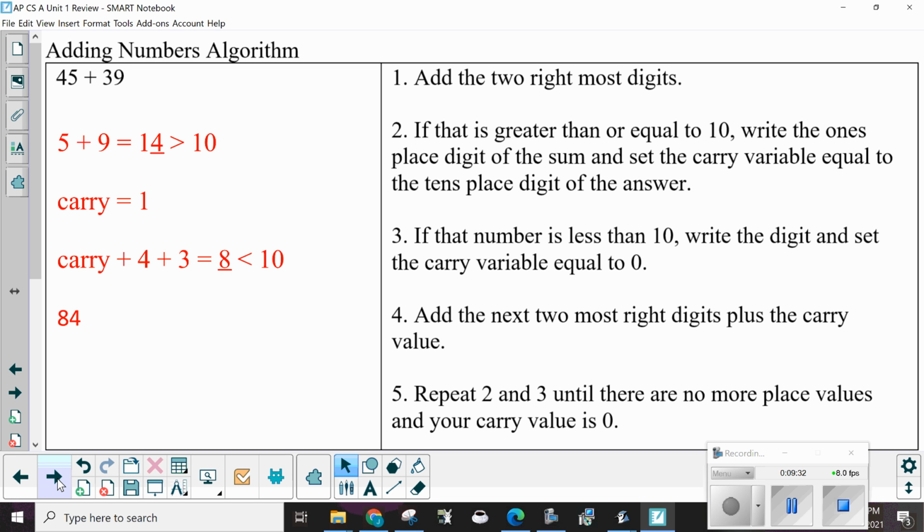So there you've got that conditional. Then next you're going to add the next 2 rightmost digits plus the carry value. Repeat 2 and 3 until there are no more place values and your carry value is 0. And here are the steps. An algorithm, step by step.